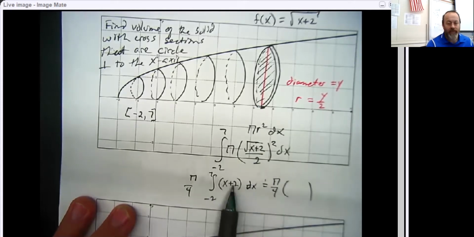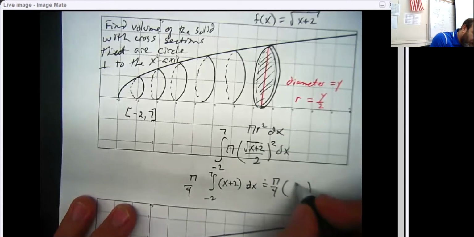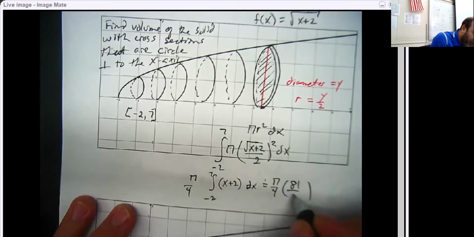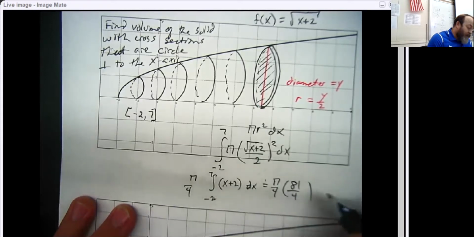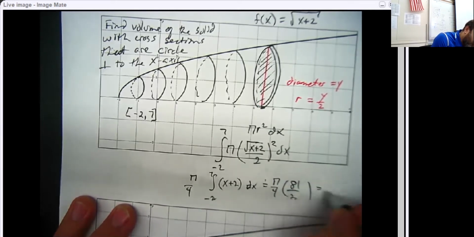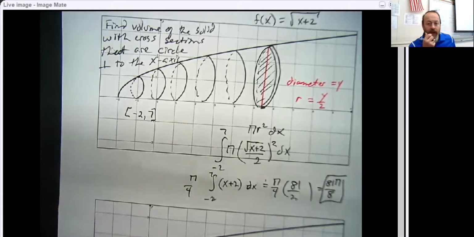You can do this. This is obviously a very, very simple integral, but the integral from -2 to 7 of x plus 2 is 81 halves. So the volume of this thing would be 81 pi over 8. Excuse me, not area, but volume would be that.